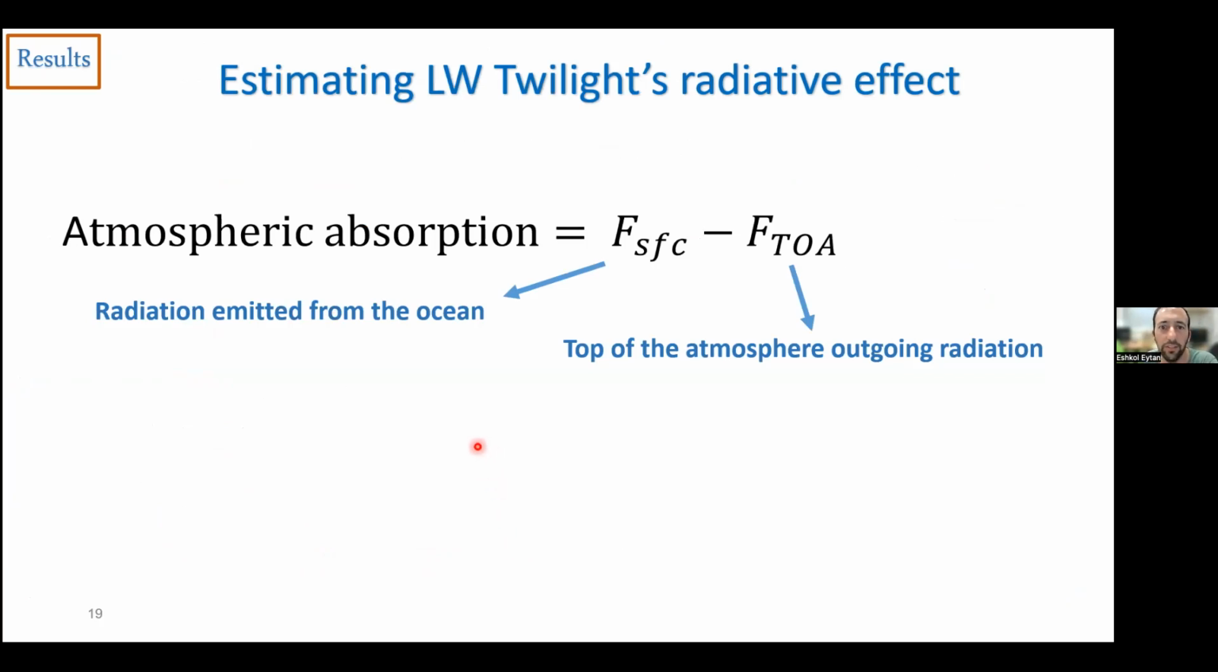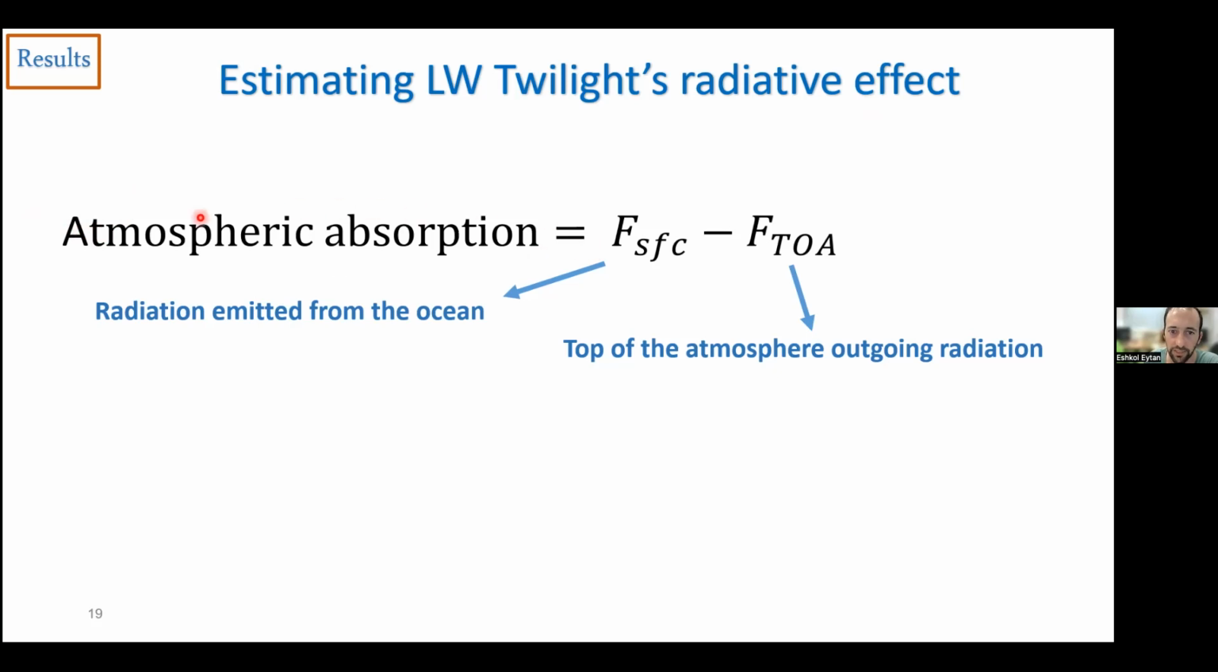And in order to estimate the long-wave cloud twilight zone radiative effect, we took satellite images from MODIS inside the atmospheric window. For this, we came up with the method of treating the pixels as a kind of independent pixel approximation. So each pixel in the image was treated as an independent atmospheric column.